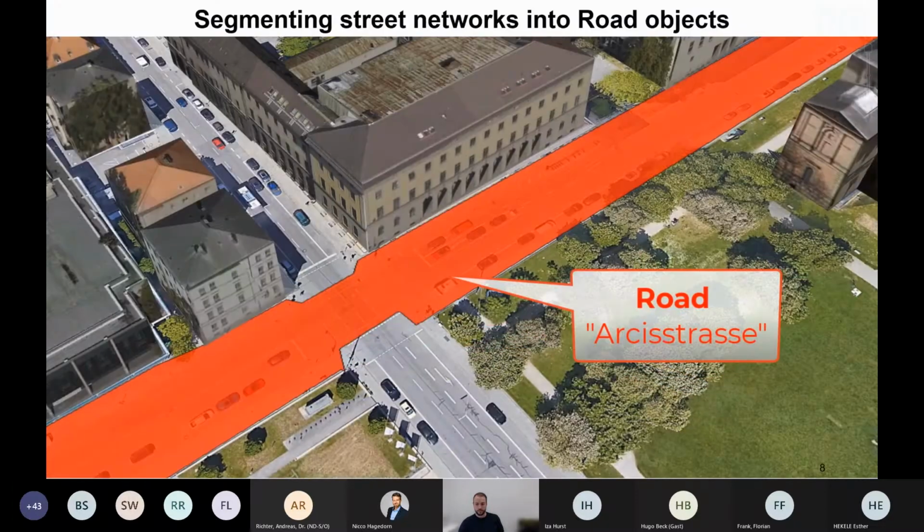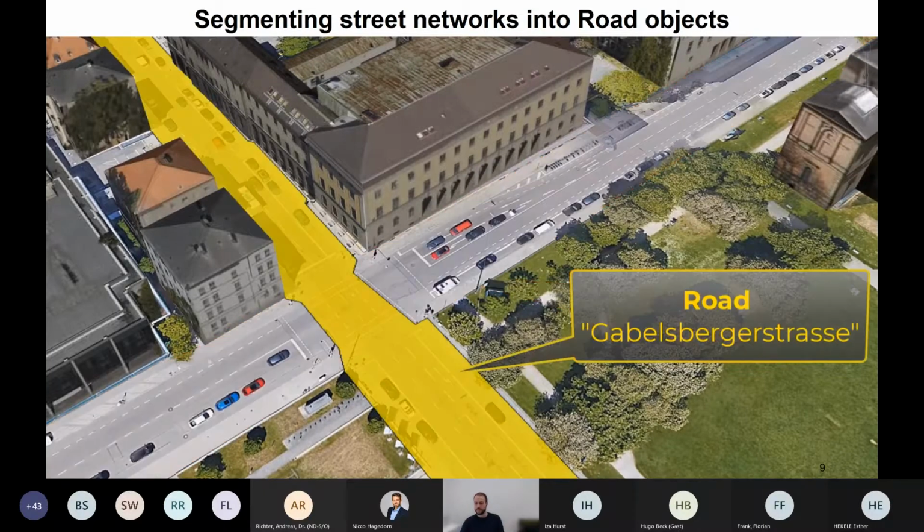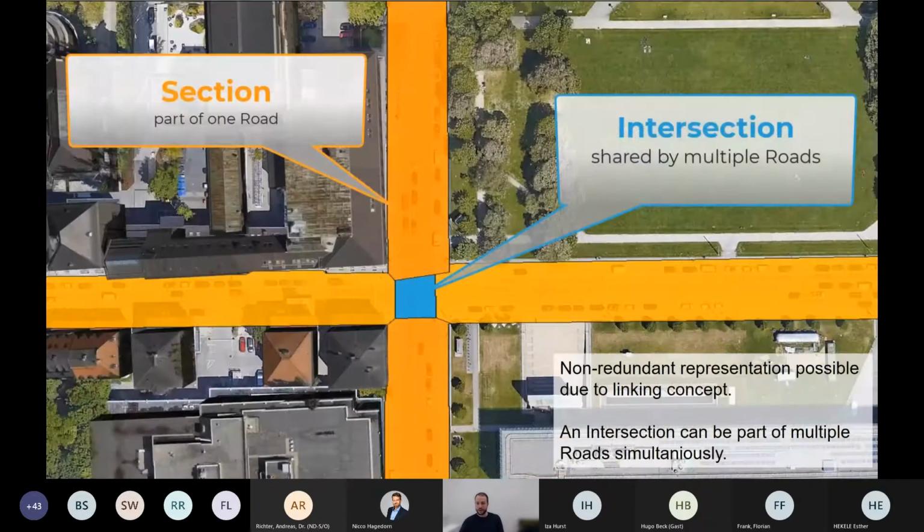And that's maybe the first difference to OpenDRIVE. Here, a road object is defined for an entire road, for example, the entire Arzestraße. So the name of the road would be the relevant attribute, for example. So everything covered in red here would be part of one road object in CityGML. At the same time, here you can see that it's possible for another road object, in this case the Gabelsberger Straße, to intersect the first road object we saw. So everything covered in yellow here would be part of another road object, which again leads to this hierarchical decomposition strategy.